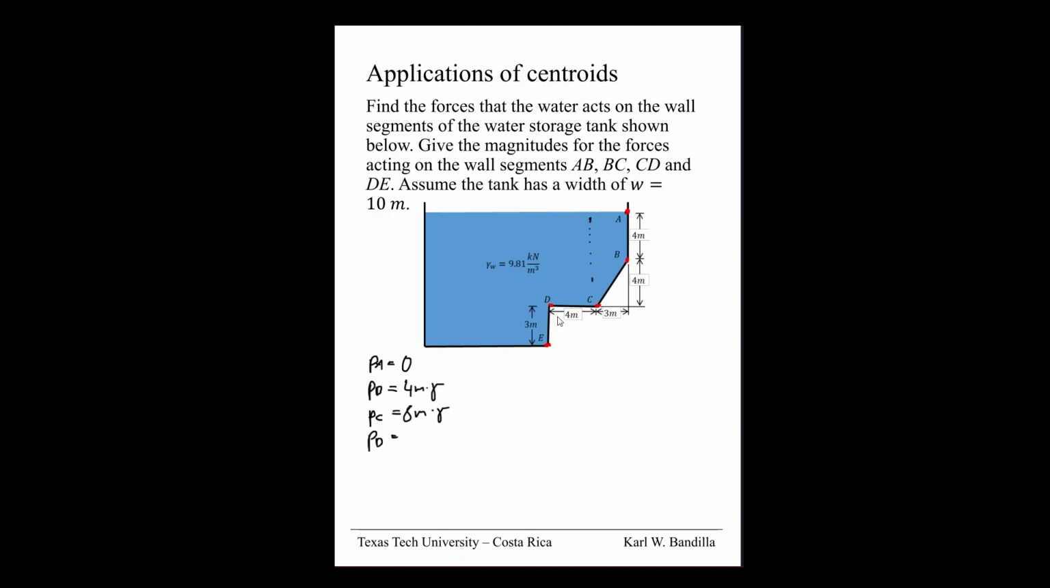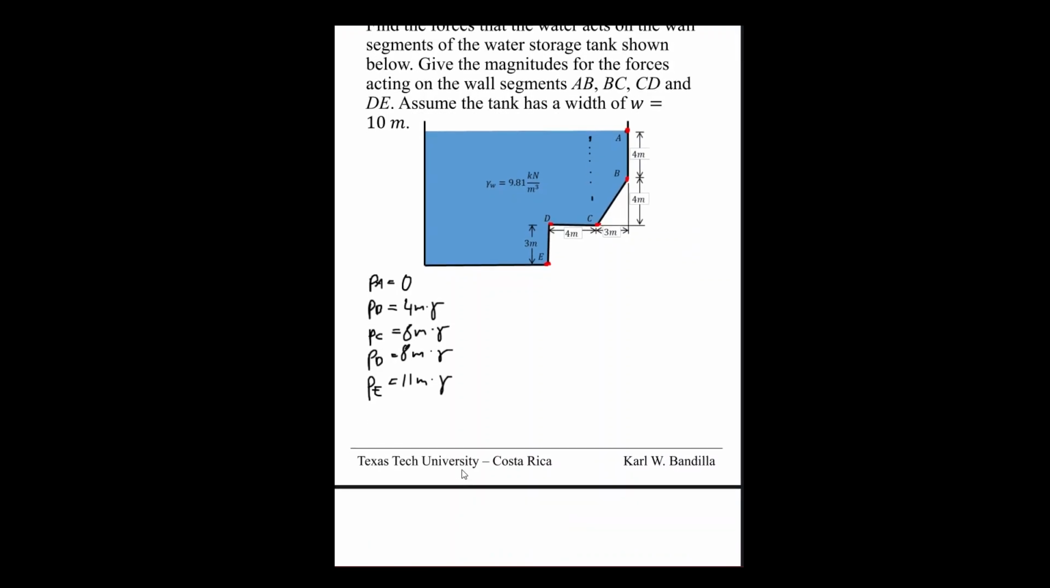PD. Now it doesn't change. This point is also 8 meters deep, so the pressure is the same at C and at D. And then PE, that was 8 meters at this point, plus 3 meters would be 11 meters times gamma. Now we can look at each of those segments and figure out what the pressure profile is. Once we have the pressure profile, we get the pressure prism, and from that the total pressure.